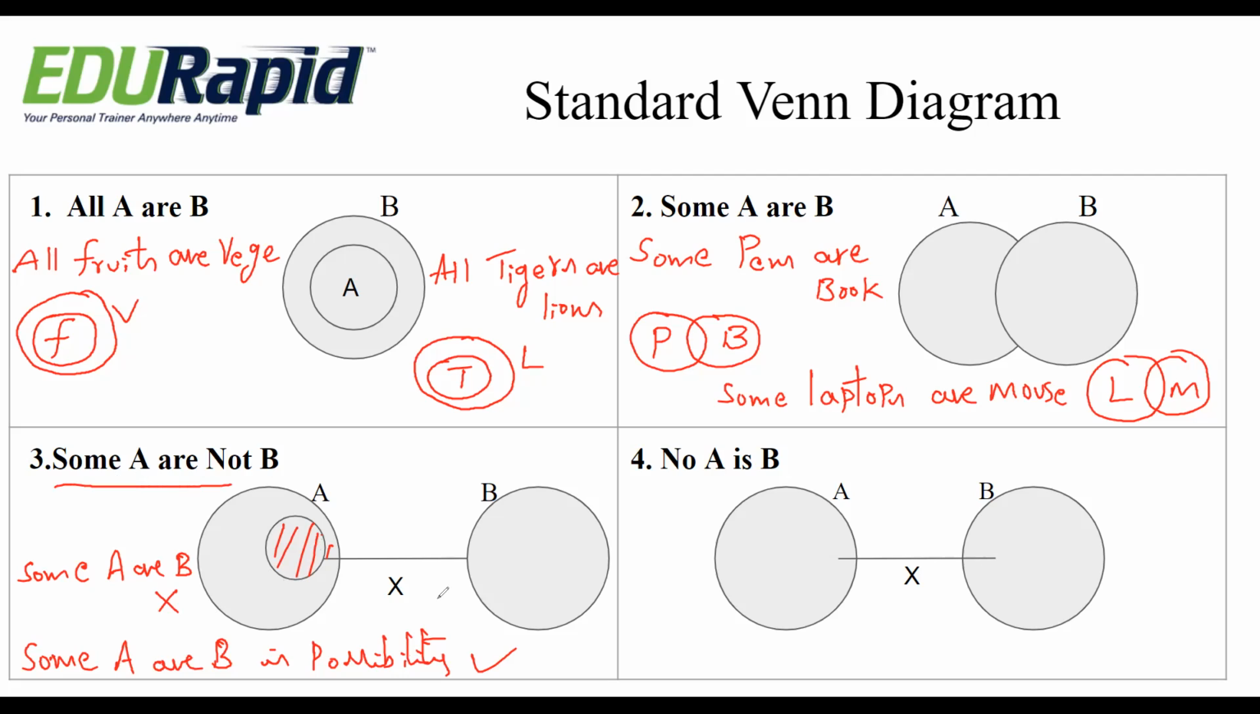Coming to the fourth one, no A is B. They are strictly telling no. That means in the statement if they give no A is B, and in conclusion if they ask some A are B, then it does not follow. Also, all A are B also does not follow, because strictly they are telling no A is B. That means no way A is related to B. In this way, you have to write down the standard Venn diagrams for the given statements.